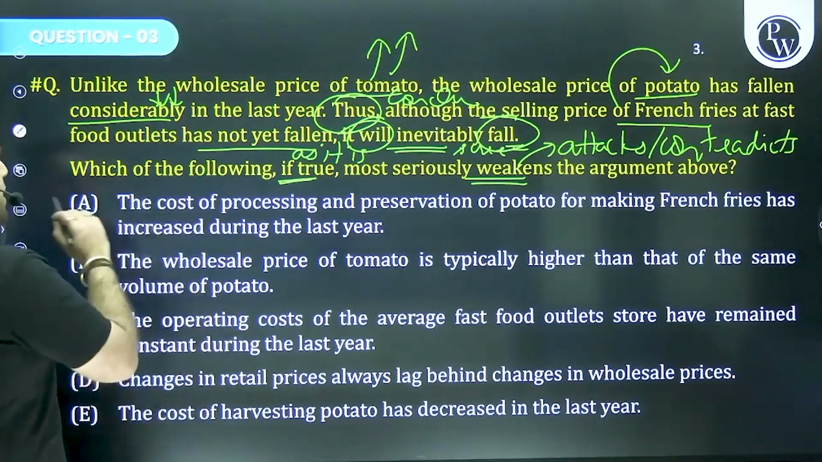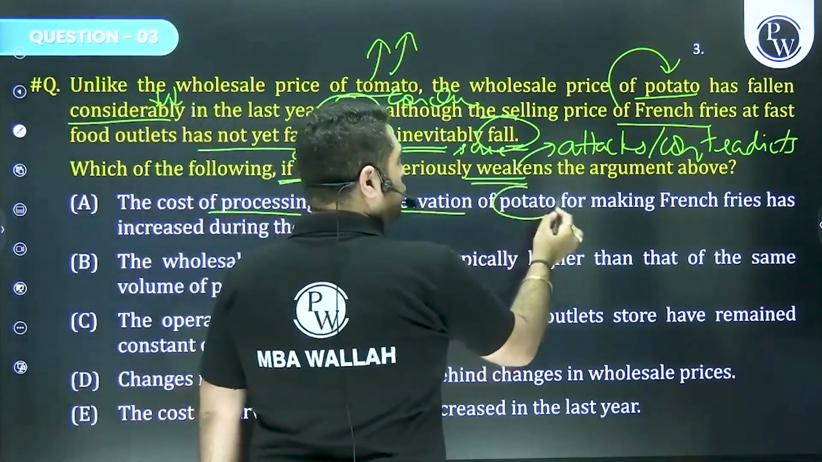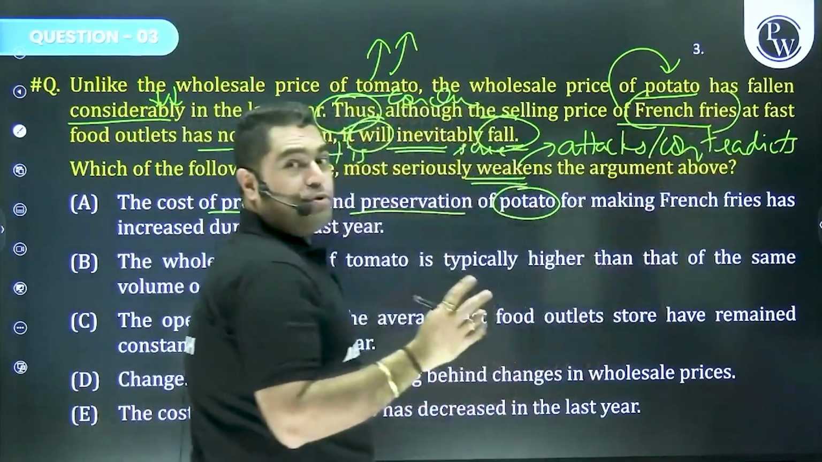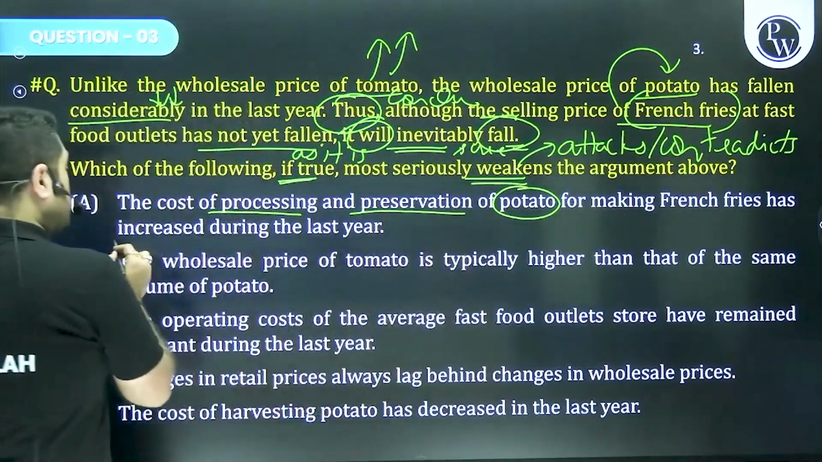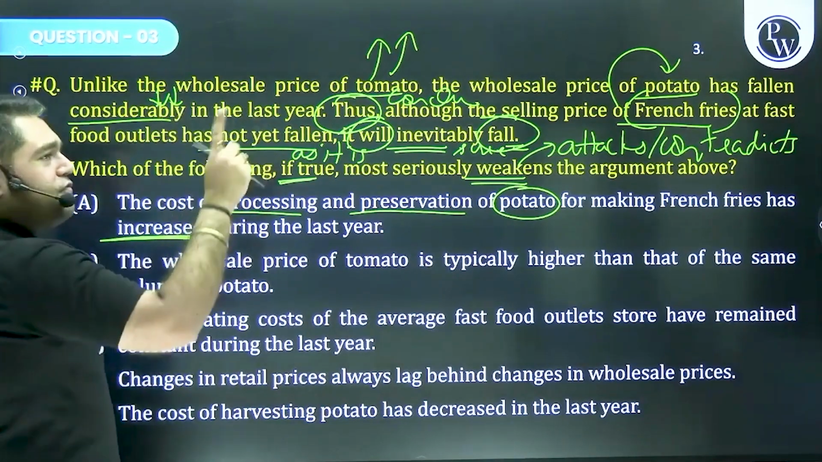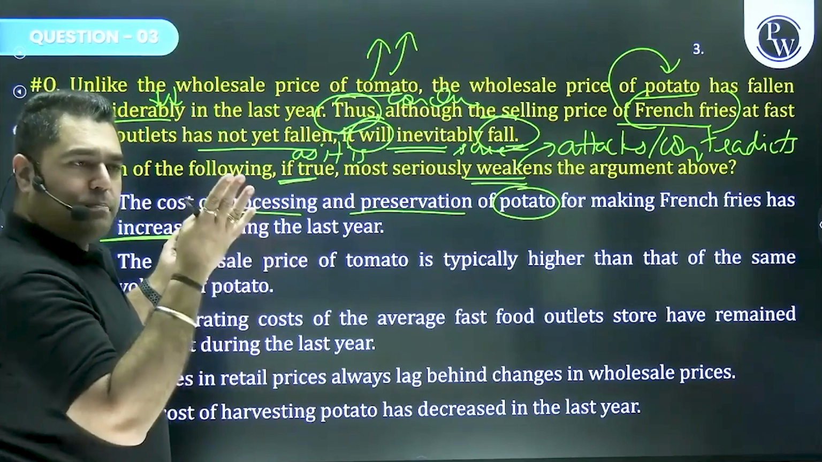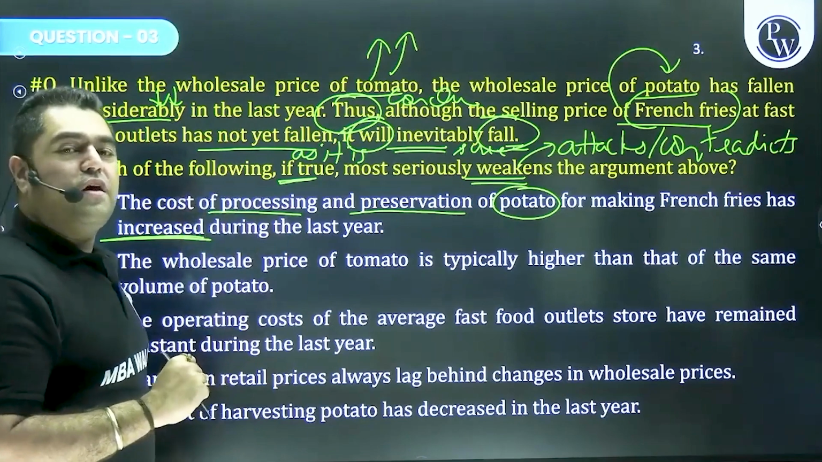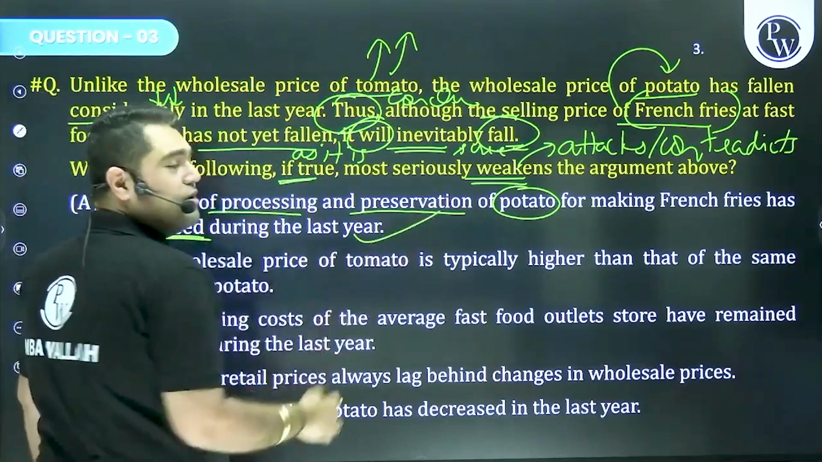Come on. Option A. The cost of processing and preservation of potato for making French fries has increased. People, this is good. Why? Because for French fries, we need to process and preserve. This is kind of logical. Oh my God. So what is the author predicting? Price of French fries will fall. But what is option A saying? French fries' preservation and processing cost is only going to increase. Then the cost of French fries will increase. Why not? Because you think McDonald's will just keep paying extra and not increase the price. This is already looking good.